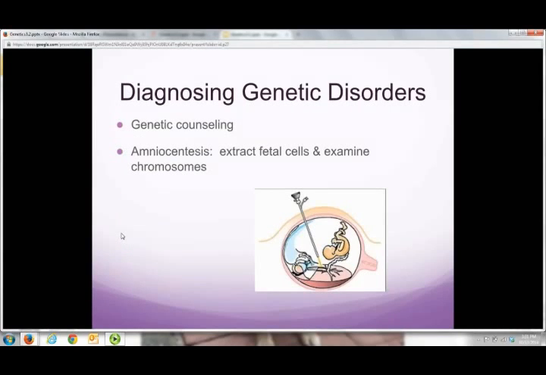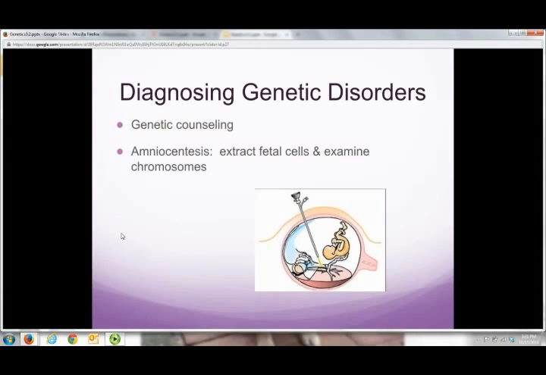In order to diagnose genetic disorders, we have a couple of tools available. Genetic counseling can look at karyotypes of a fetus. It can also look at the history of the family, looking at which diseases were manifested.